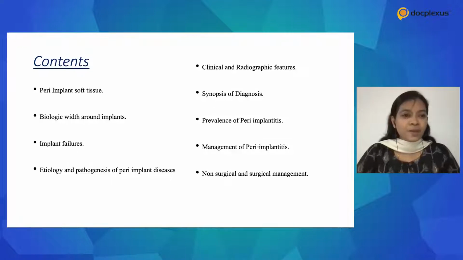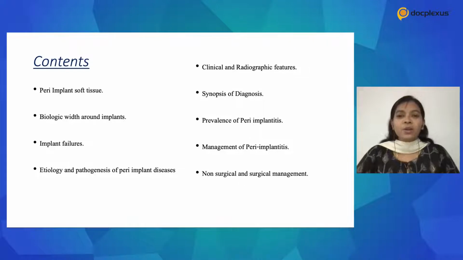That is peri-implantitis. So I will be talking on what is peri-implantitis, what is the biologic rationale, the basic anatomy of the peri-implant tissue, along with additional features on how you diagnose peri-implantitis and how we can manage it. There are so many methods available, so the management part also will be talked upon in short.